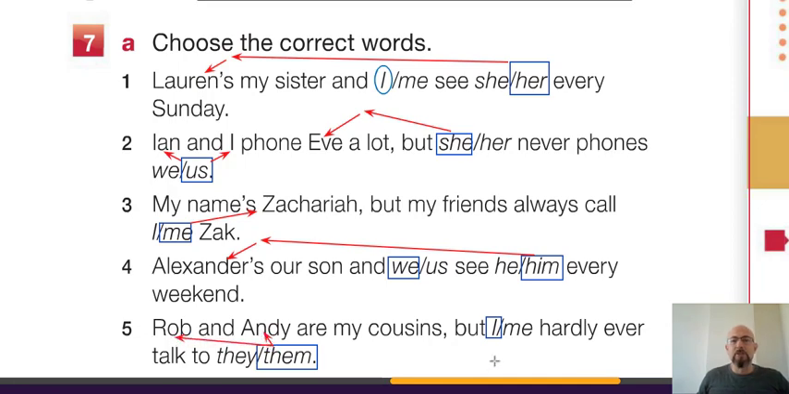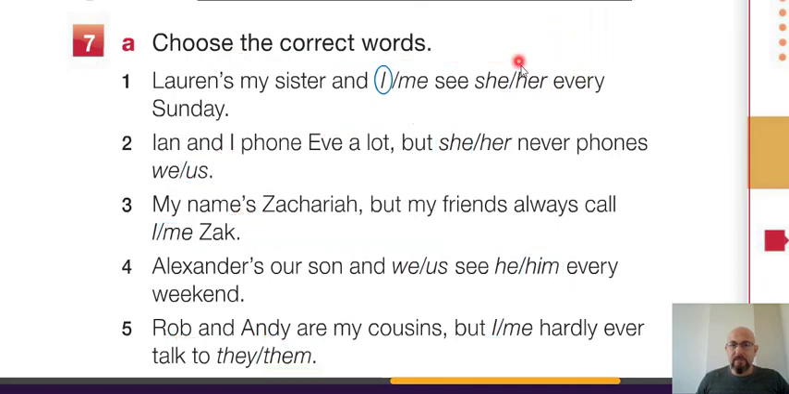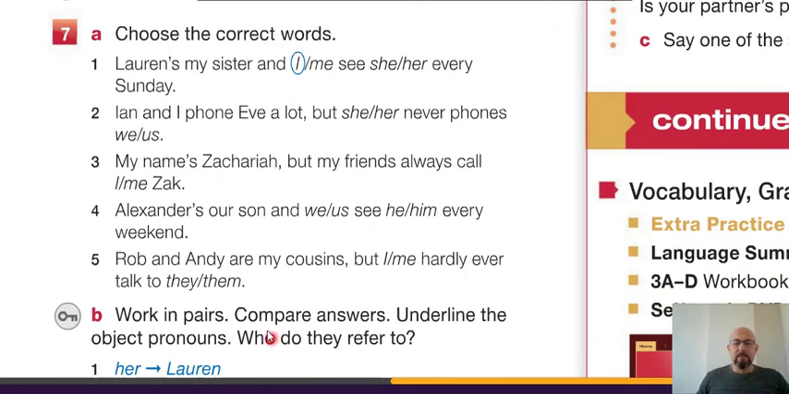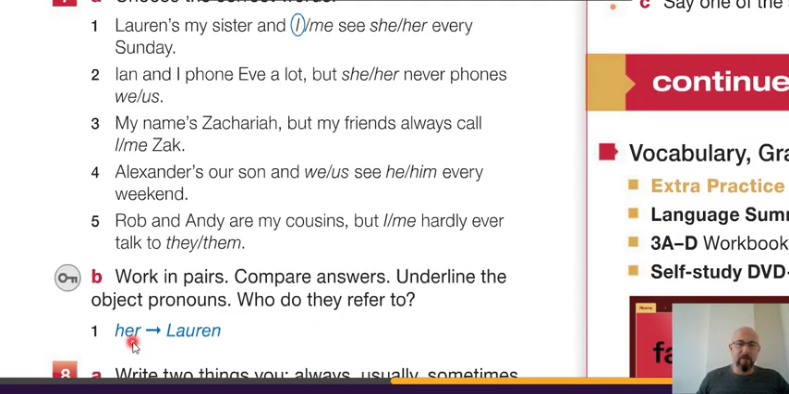Andy and Rob. So that's why we use subject pronoun and object pronoun, so we don't repeat the same name again. I hope it's clear. Okay, so let's see what's next. And yeah, this is the same exercise we did. Here, Lawrence, what refers back.